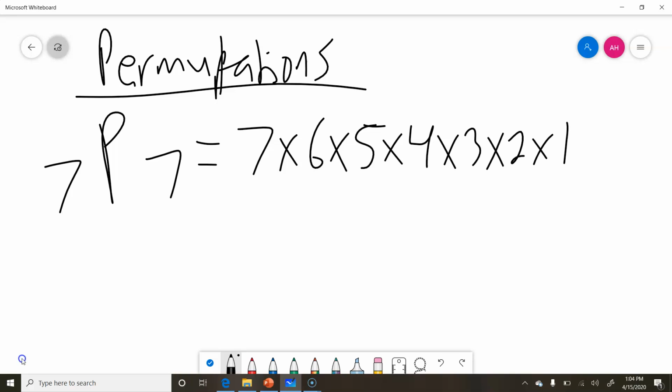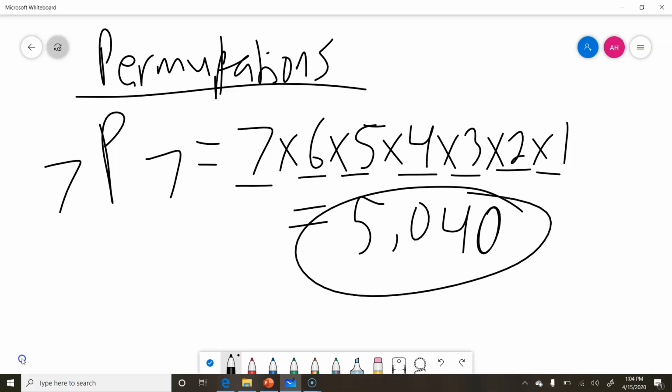Okay, so that one's pretty easy. All we have to do there is factor. And we do that 7 times 6 times 5 times 4 times 3 times 2 times 1 in your calculator. You get a grand total of 5,040. So think about that. If 7 people line up for pictures, there are 5,040 ways that they could do that. That's pretty amazing to think about.